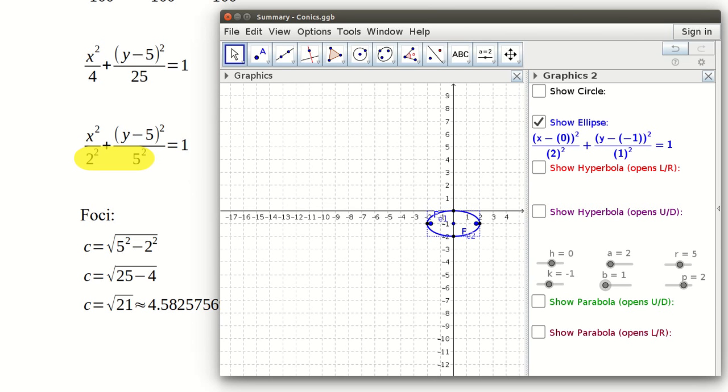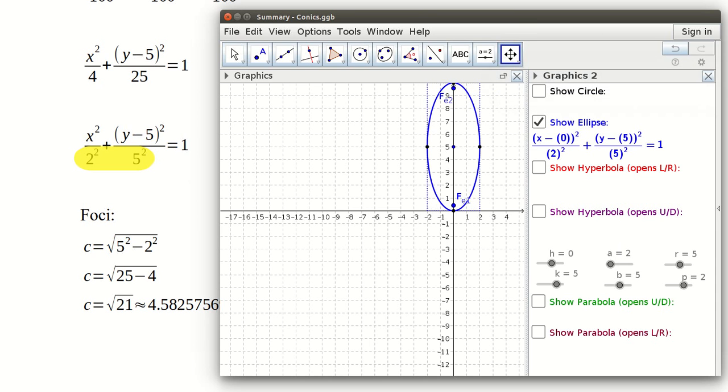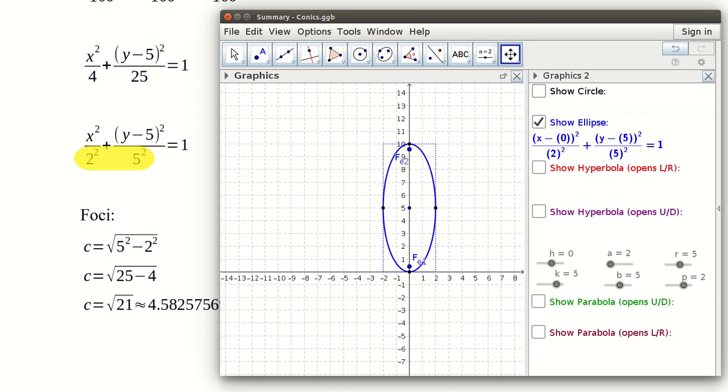Okay, so the first thing that we see is that h equals 0, so we're still graphing an ellipse. K equals 5, so let's drag that out to k equals 5. A equals 2, good, and B equals 5. So there's our ellipse. It's also showing us our foci, our center, our vertices, all sorts of good things.